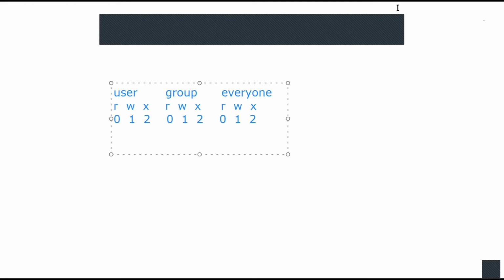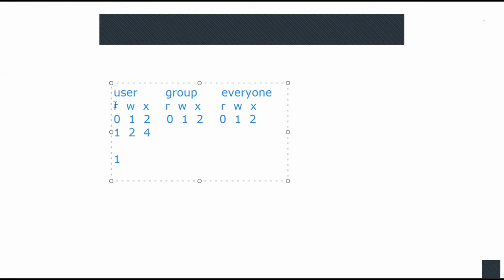Put 2 raised to power 0. What is 2 raised to power 0? Anything raised to power 0 is 1. So it's going to be 1. What is 2 raised to power 1? 2 raised to power 1 is 2. What is 2 raised to power 2? 4.